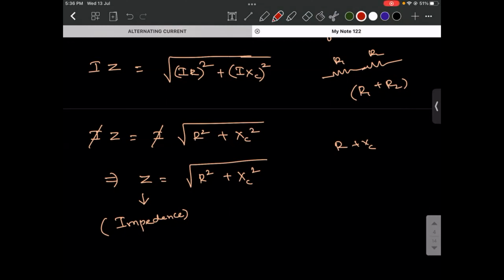Like how you wrote R1 plus R2. R1 in this case is R. R2 I can replace with XC. I didn't write it as R plus XC. Rather, we wrote it as root of R square plus XC square. That is the point you have to note here.